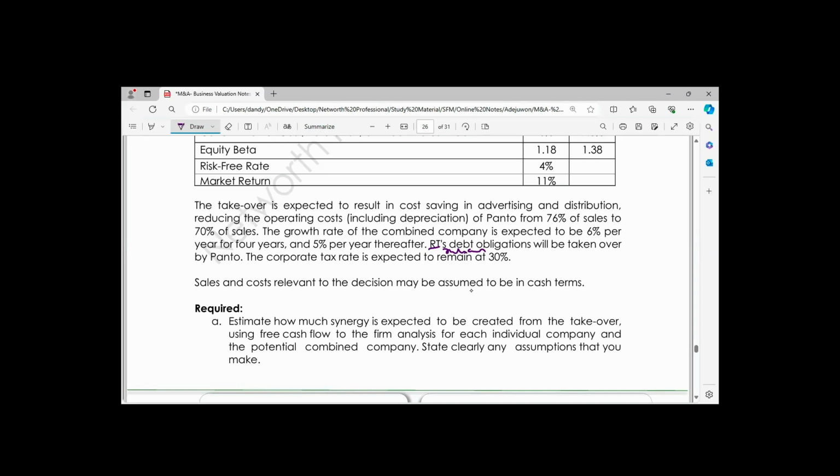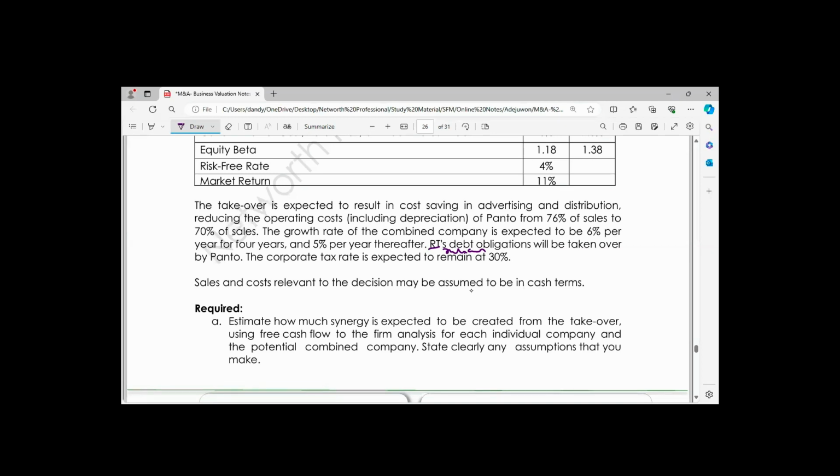When you acquire a company, certainly you are going to acquire both their assets and liabilities. But we are not told in this question that the combined business debt equity proportion will change. We are not told that Panto will be paying debt. We are just told that it's going to take over. When you are taking over, it doesn't mean that you are paying debt. All right. So in this case, business risk is not changing, financial risk is also not changing.